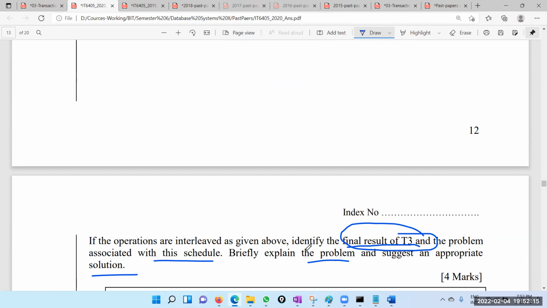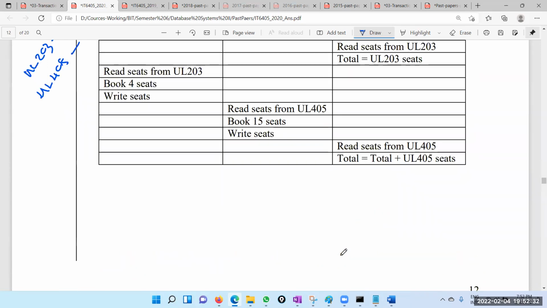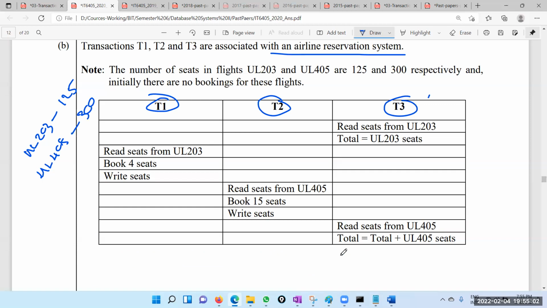The final result of T3 and the problems associated with this schedule. So it says this schedule has an issue. What is the problem? Briefly explain the problem and suggest an appropriate solution. So you have to mention this problem, briefly explain it, and come up with a solution to that problem as well. Now do it. Now I hope you have a better idea.